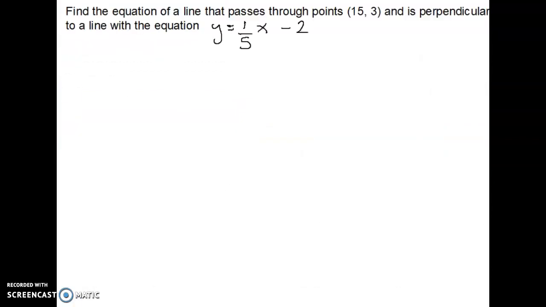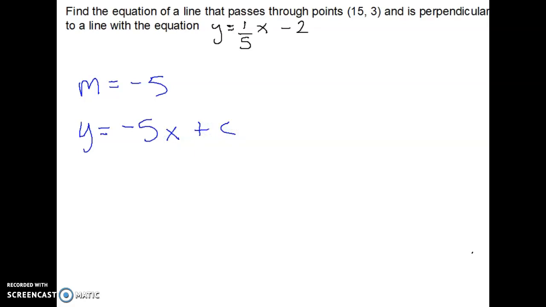We're going to look at this problem. We've got to find the equation of a line that passes through the point (15, 3) and is perpendicular to a line with the equation y is equal to 1/5 x minus 2. It's perpendicular to a line with a gradient of 1/5. So we have to find the gradient of this new line, the negative inverse of 1/5. Negative inverse, so we know that our new gradient is negative 5. And now we can proceed.